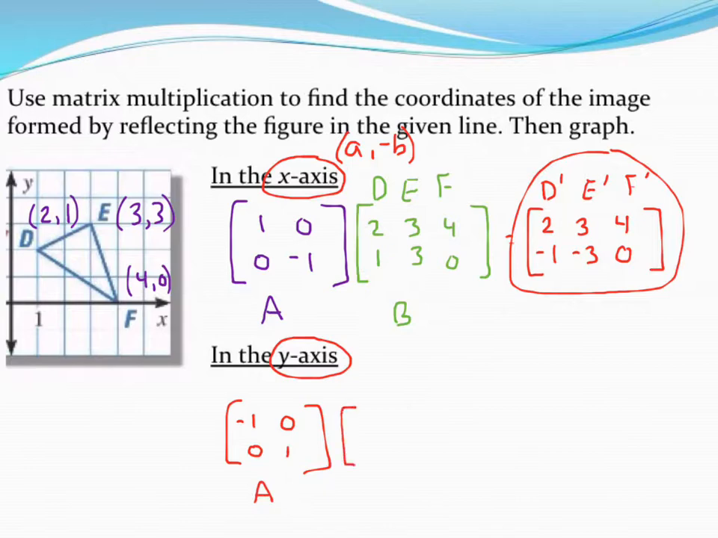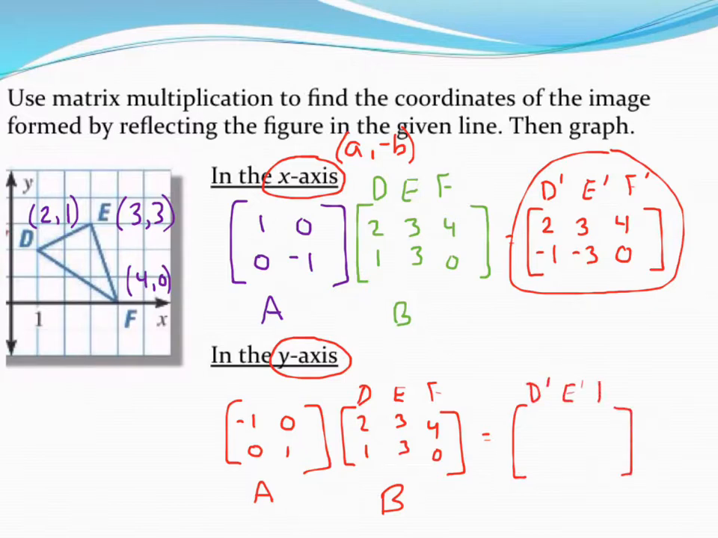Matrix B will use the coordinates of our pre-image, so the same as up top. We've got 2, 1, 3, 3, and 4, 0. If you want to use your calculator to do this multiplication, now would be the time to do that. Just make sure this is matrix B and multiply in that order. Otherwise, here's how we're going to sort of cheat to find what our image matrix will be, the D prime, E prime, F prime matrix.